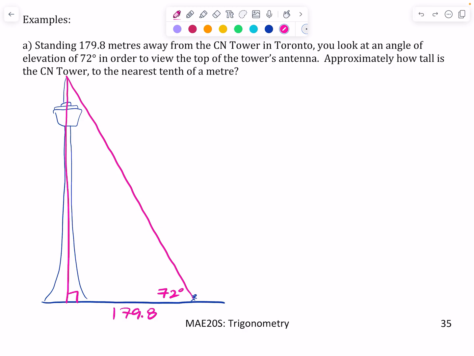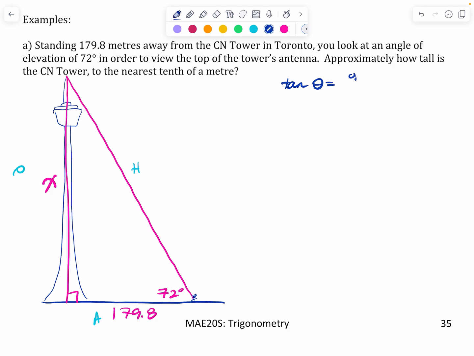You want to call it H for height, you can do so. But we've often been using X, so we can just use an X there. And now, this is just like the stuff from the previous lesson. We can label our sides: opposite, adjacent, hypotenuse. We can select an appropriate trig ratio.